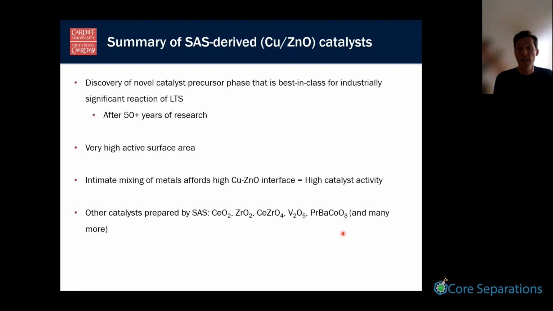In terms of the complexity of materials, I've got this doped perovskite here. So this is praseodymium, barium, cobalt oxide. This forms really phase pure perovskites, much more phase pure than the conventional methods, and this also gives it enhanced activity. So overall, a very powerful technique for catalyst preparation.